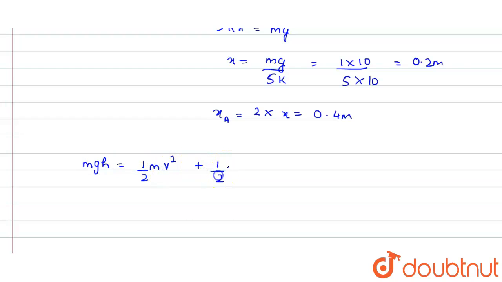plus 1 divided by 2 m into 2v square. Why? Because A has a velocity 2v, plus 1 divided by 2 kx square in the vertical spring, plus 1 divided by 2 into k into 2x square. Why? Because the horizontal spring would be stretched by 2x.